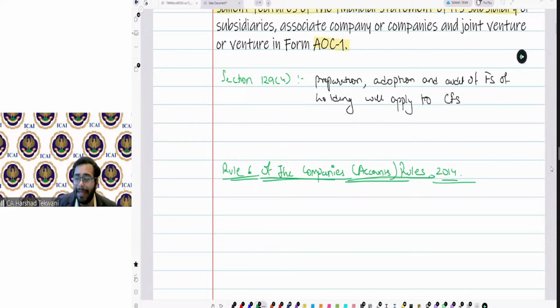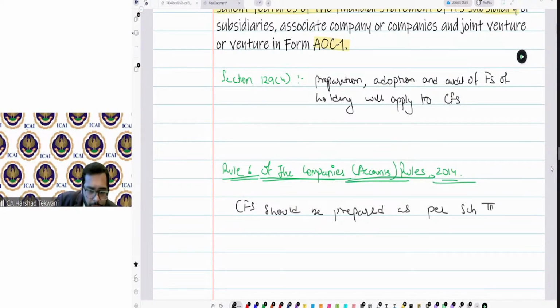Rule 6 of the company's accounts rule says that the CFS should be prepared as per Schedule 3. CFS should be prepared as per Schedule 3. Okay.